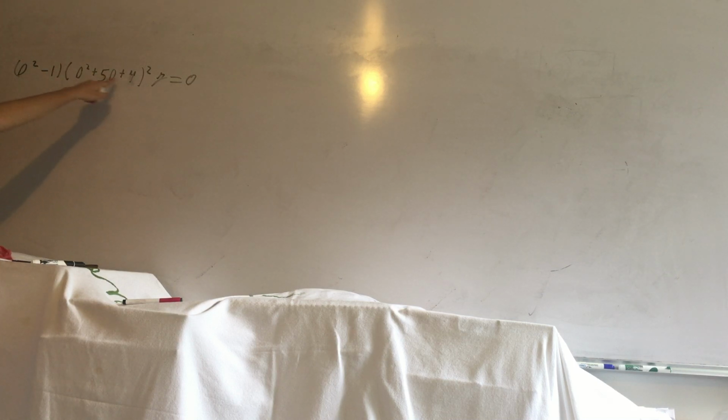Let's do another example of a higher order homogeneous differential equation. So here we have the polynomial applied to y. It is (D squared minus 1) times (D squared plus 5D plus 4) all squared applied to y equals 0. So the characteristic equation is (r squared minus 1) times (r squared plus 5r plus 4) squared equals 0. So this is a difference of squares, so we can put (r plus 1) times (r minus 1).